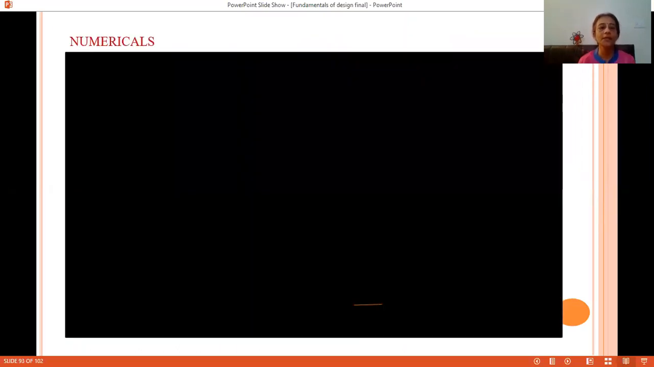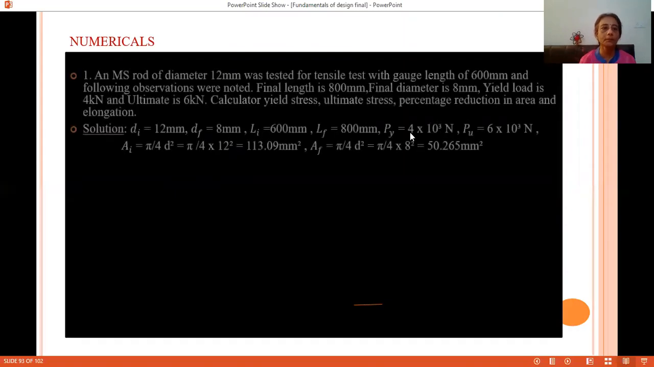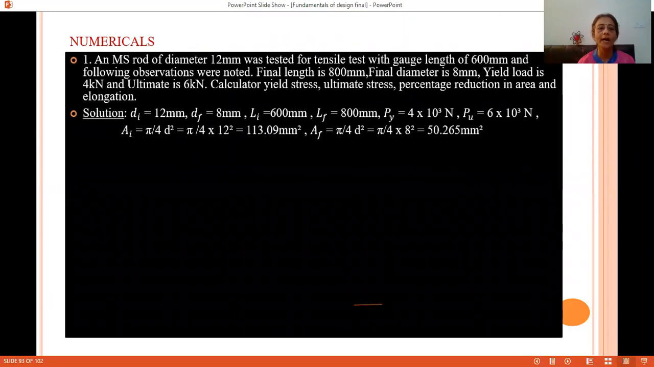So here, first numerical: an MS rod of diameter 12 mm was tested under tensile test with gauge length of 600 mm. Following observations were noted. Final length is 800 mm. Final diameter is 8 mm. Yield load is 4 kilonewton and ultimate load is 6 kilonewton. Calculate yield stress, ultimate stress, percentage reduction in area and elongation.